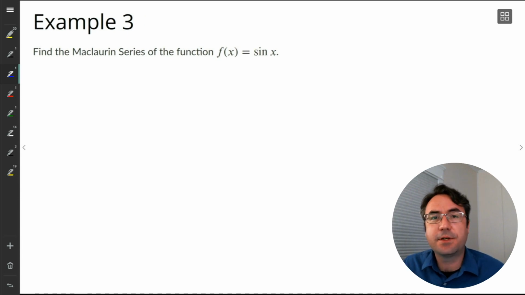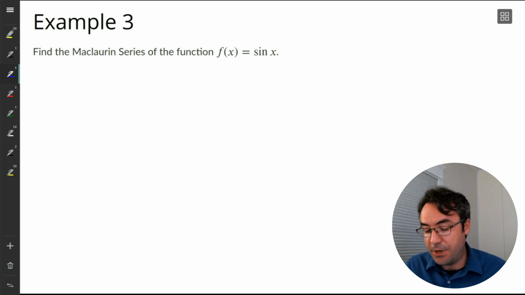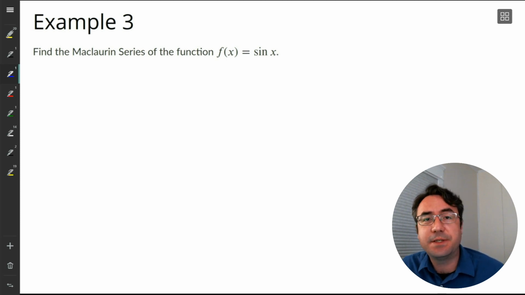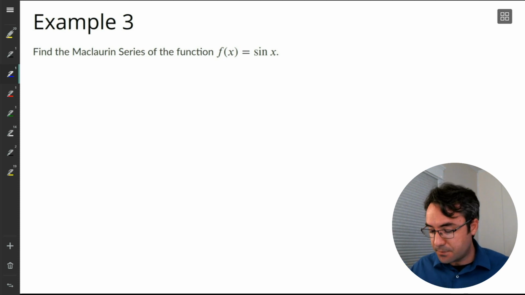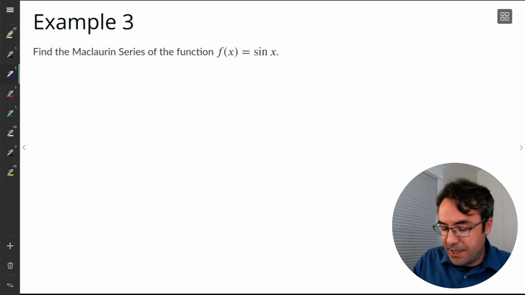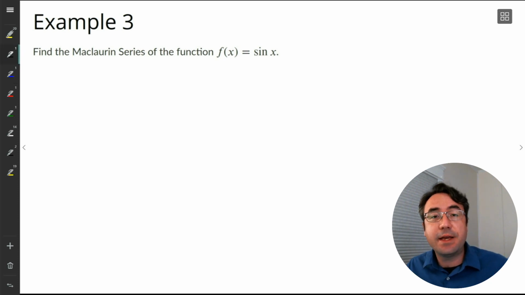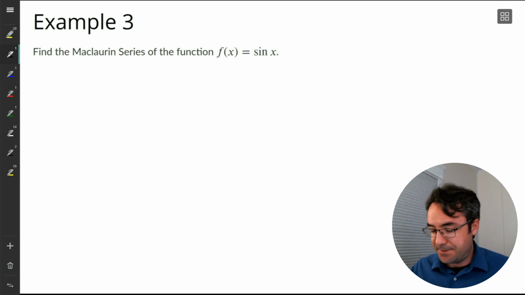All right, so let's look at example 3. We're going to find the Maclaurin series for the function sine of x. And we know Maclaurin is just a special case of the Taylor series centered at a equals 0. To do this, we want to start by calculating all of the necessary derivatives, and it helps to write out the first few terms. So let's do up to the fourth derivative.